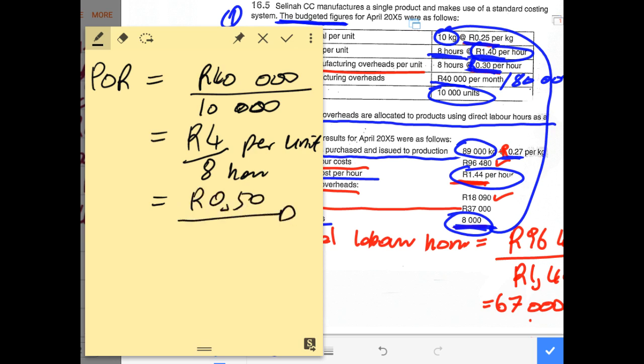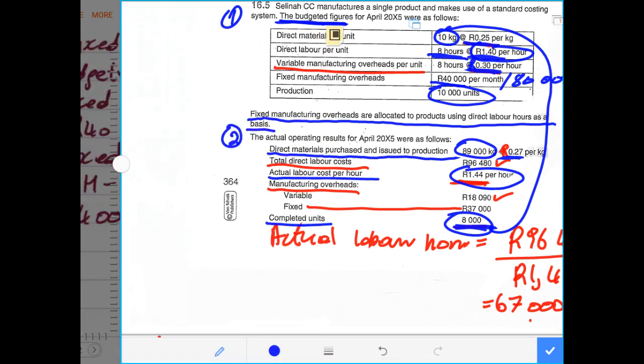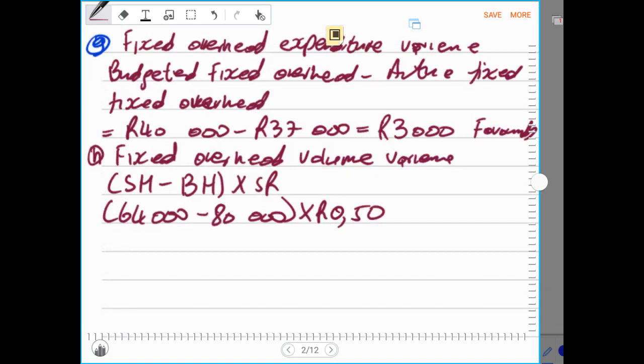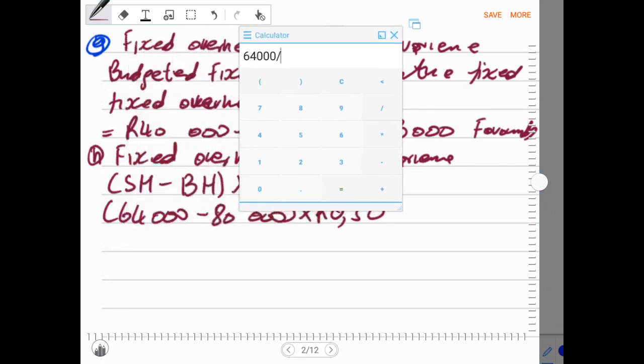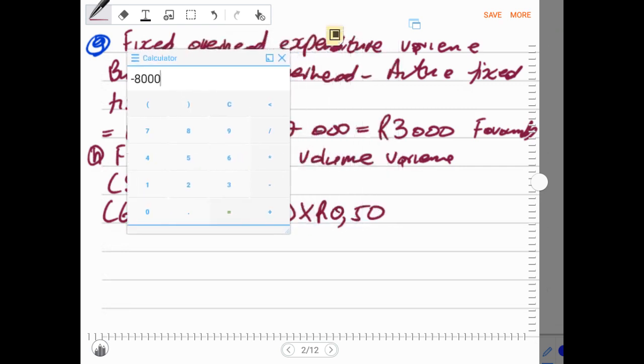And this is very important, please. It will obviously be tested at your third year level, on how to convert the fixed overhead cost per unit into the fixed overhead cost per labor hour. Therefore now we say, in this case, 64,000 minus 80,000, and we multiply this by 50 cents, and this gives us 8,000 as our variance.